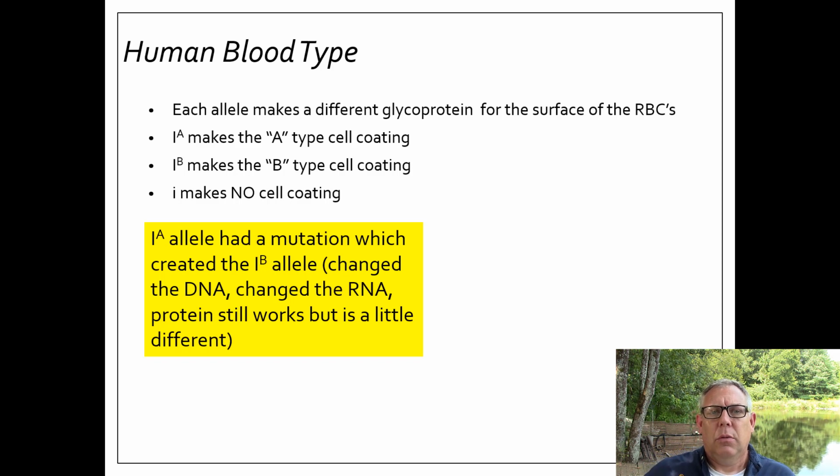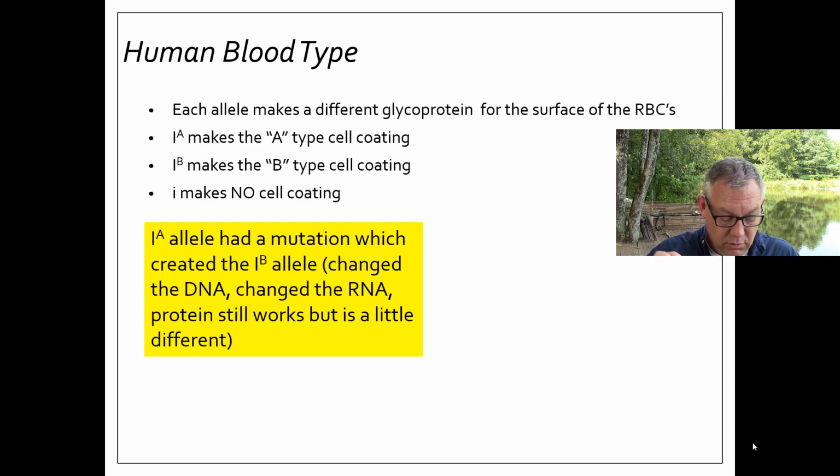I think how these evolved is that the A allele had a mutation. So the A allele existed, and then it mutated, the DNA changed, and it changed in such a way that it made a slightly different protein, and that became the B allele. And so you change the DNA, that's going to change the RNA that comes from that gene, and you may or may not change the shape of the protein. In this instance, you did change the shape of the protein. It still works, it's just shaped a little differently. Sometimes that happens. Sometimes you mutate the DNA, nothing happens to the protein. Sometimes you mutate the DNA and the protein changes radically.